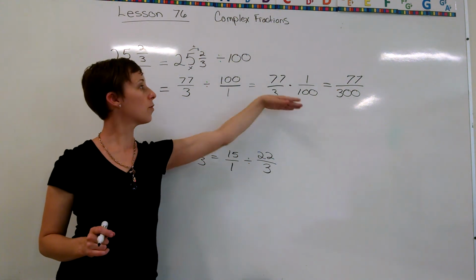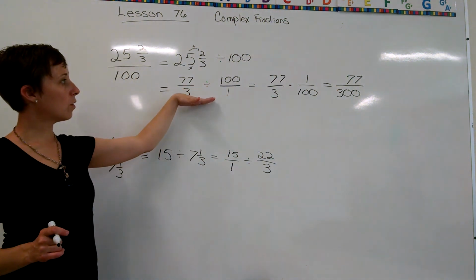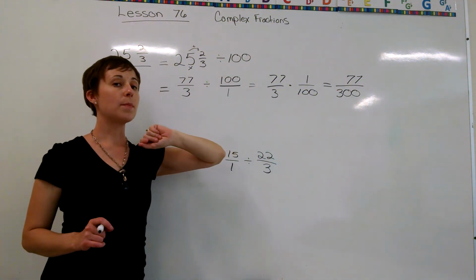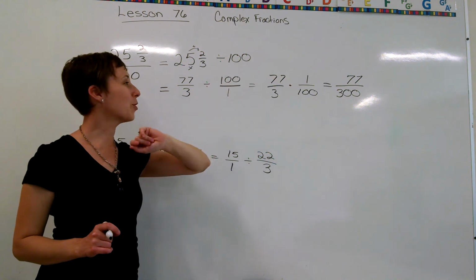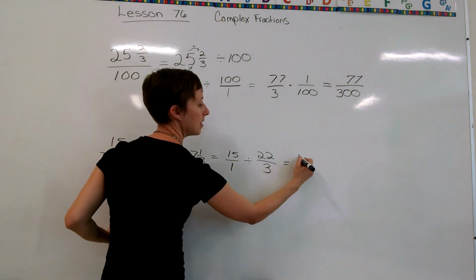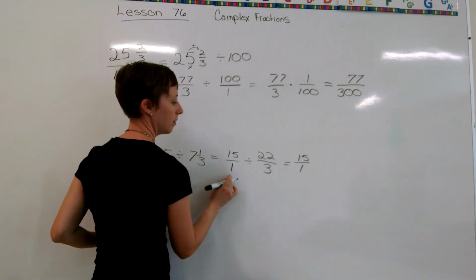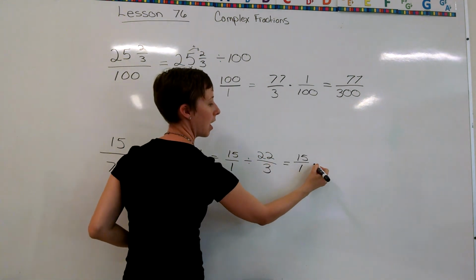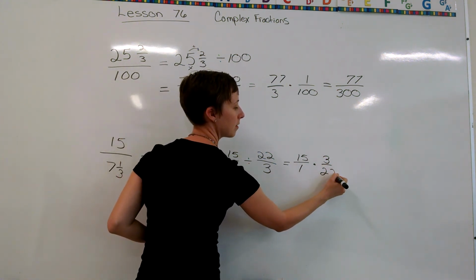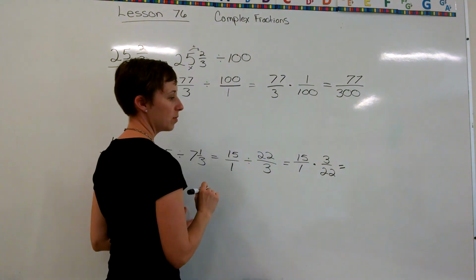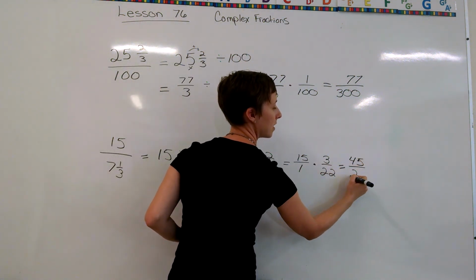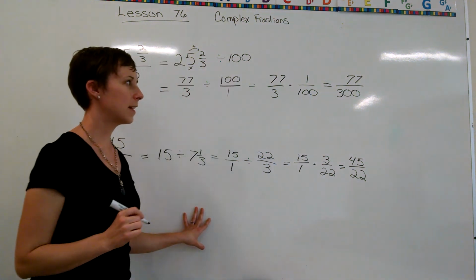Now you should do like you did before. When we have two fractions that are divided, turn the second one upside down. That's taking the reciprocal, and change it to multiplication. So this would be rewritten as 15 over 1, change to multiplication times. Now take the reciprocal, 3 22nds. When you multiply, 15 times 3 is 45. 22nds. Wait a second.